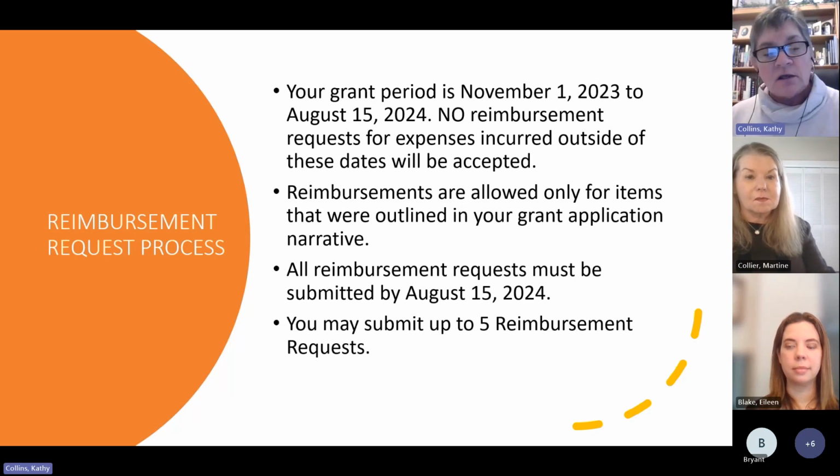Now, on this particular grant, you can ask for up to 5 reimbursement requests. However, if you have a project where all of your expenses are going to take place at one time, you can submit 1. You also don't have to wait. Submit your reimbursement requests as soon as they become available. So for example, if your project started and you've already been working on it since November 1, you have all the documents you need, you can begin to submit your reimbursement requests.